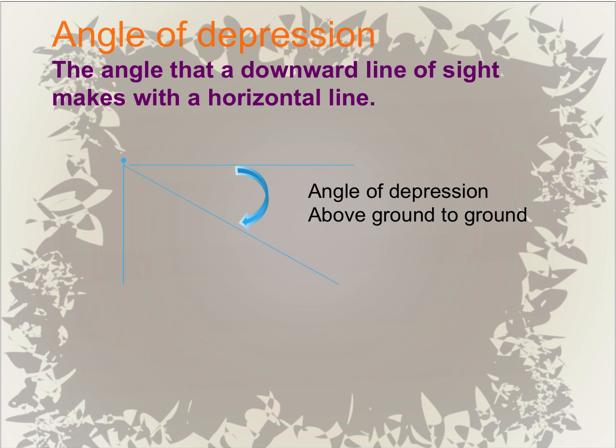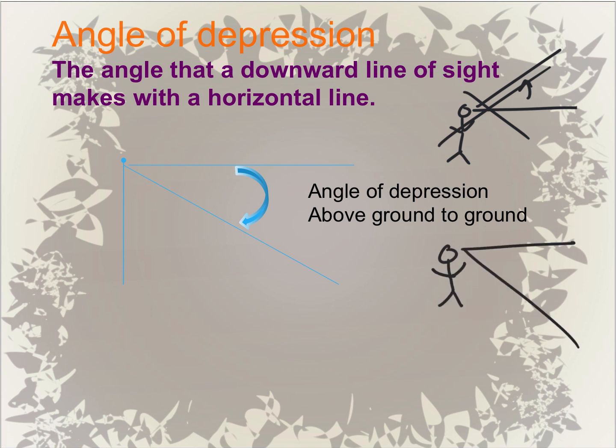Now we have the angle of depression. It is the angle that a downward line of sight makes with a horizontal line. The angle of elevation is the one you learned before. That was the one that when you were standing there, it was from your eyesight up. Now, the angle of depression is the opposite. The angle of depression is from your eyesight when we look down. So if you're at the top of the hill, and the horizon for you is this way, and you're looking down the mountain, that is the angle of depression.